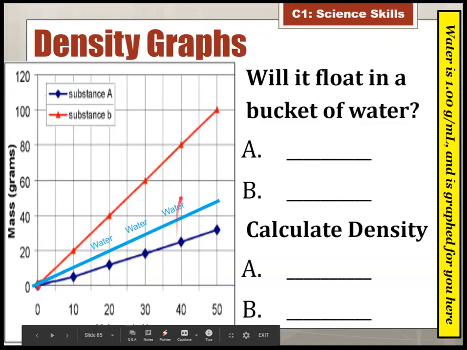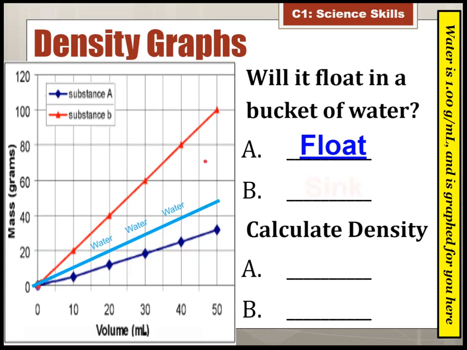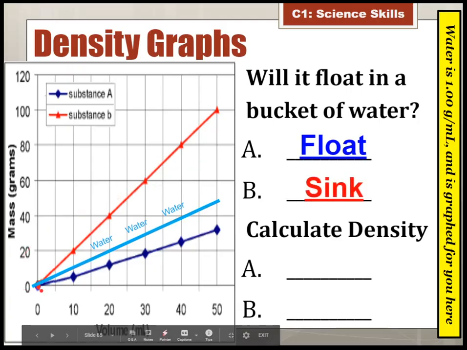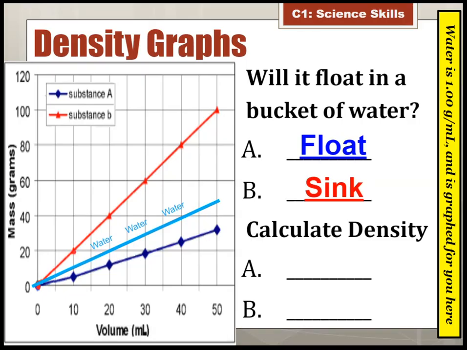Okay, if you see the dark blue line will float in water because its slope is less than 1. Its angle is not as steep. As such, it will float. It is less dense than water, whereas the red one is more dense than water. In fact, it's twice as dense as water. If you go up to 10 on your volume, you've got 20 grams, which means its density is 2.